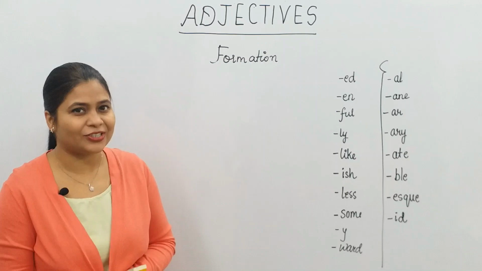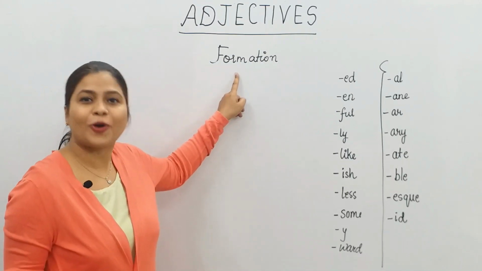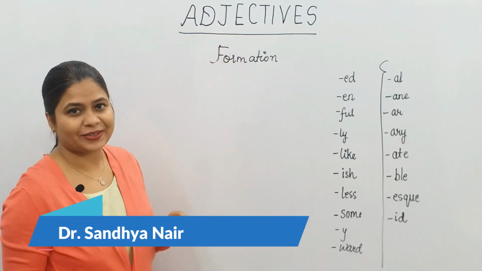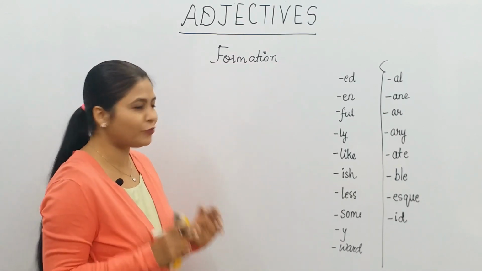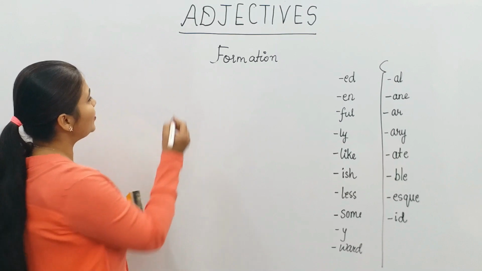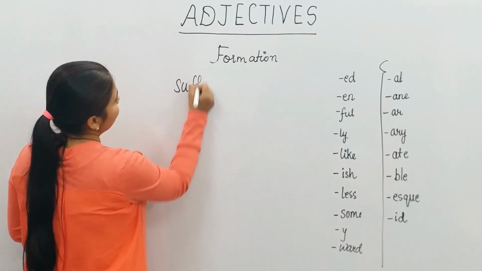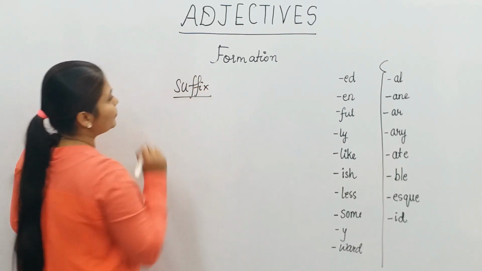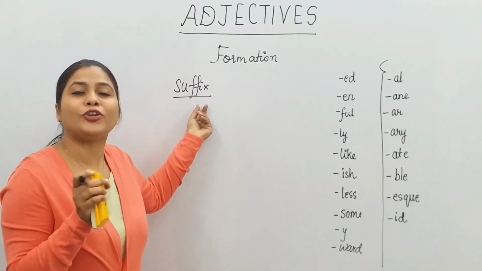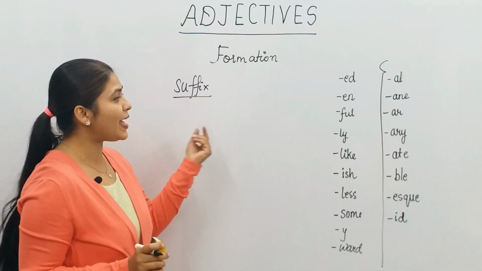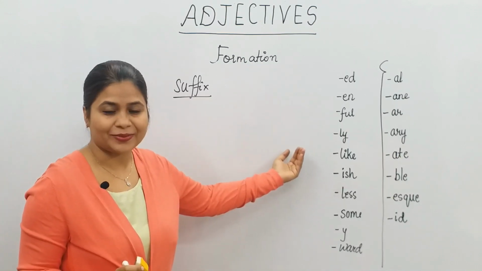For today's session, I have picked up the topic formation of adjectives. And if you look out over here, I have listed out a few suffixes. So let me write that for you first. Suffix. A suffix is a letter, an alphabet, or a group of letters that's added to the end of a word.